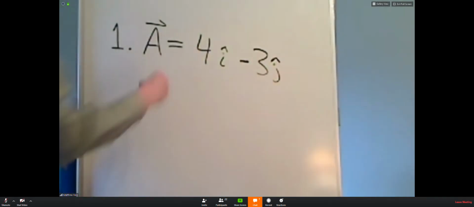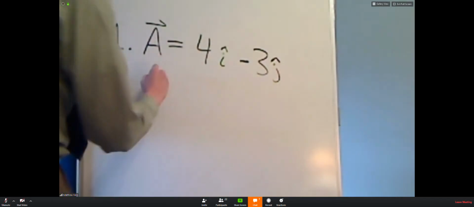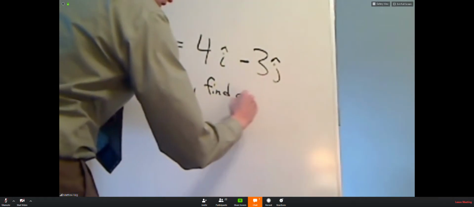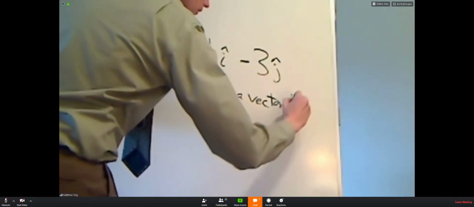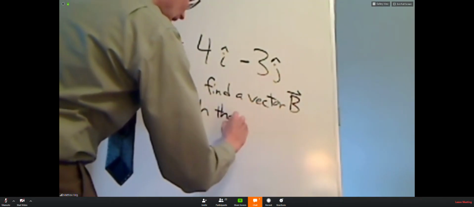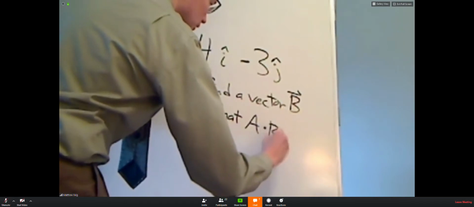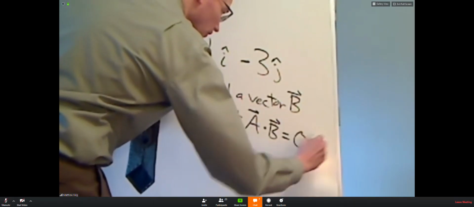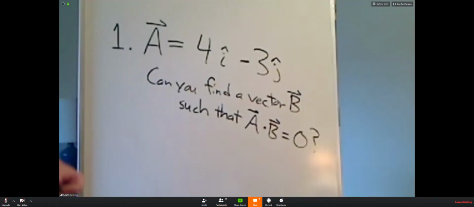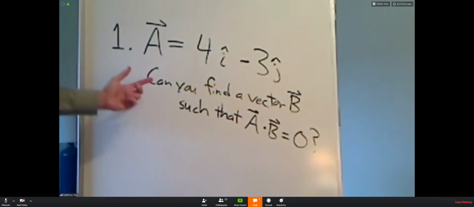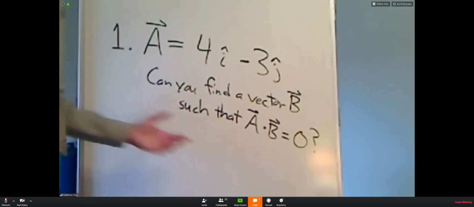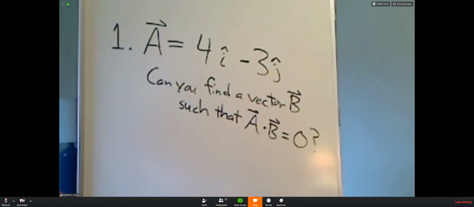And I'll draw the vector, but the question is, can you find a vector B such that A dot B equals 0? I think that'll be a good problem to think about. Dot product, of course, this would often represent A could be a force and B could be a displacement, and we're trying to find a vector combination that has 0 dot product.